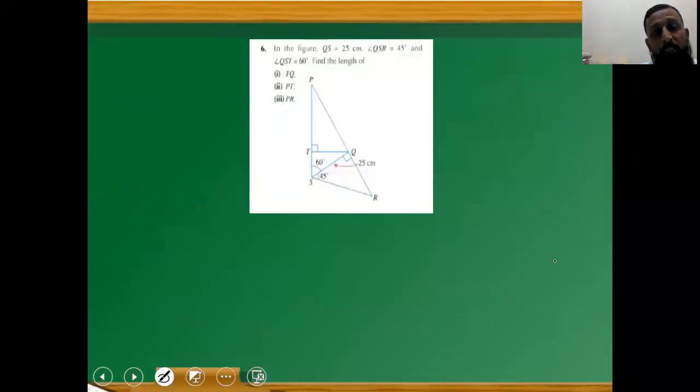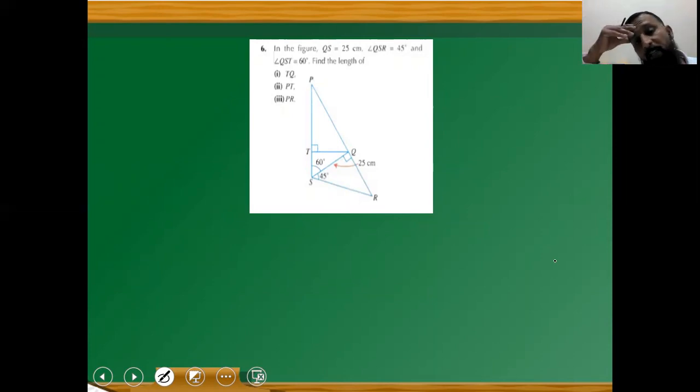Okay, boys and girls, this is another question, number 6 of the same exercise. Now you see there is a composite figure. A composite figure is that figure which is a combination of other different figures. So basically, this is a big triangle, that is PSR, that has been divided into 3 triangles. Now all the 3 small triangles are right angle triangles, whereas the big triangle PSR is not a right angle triangle, right?